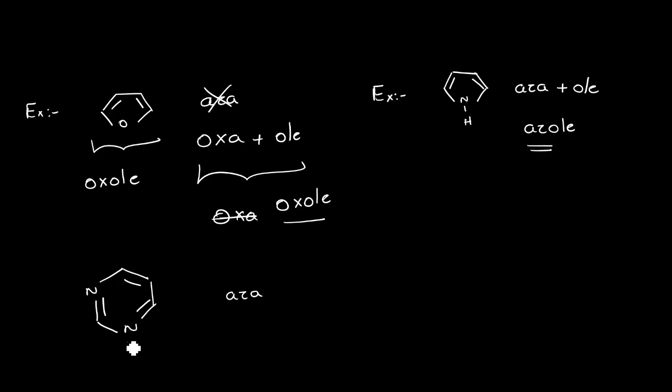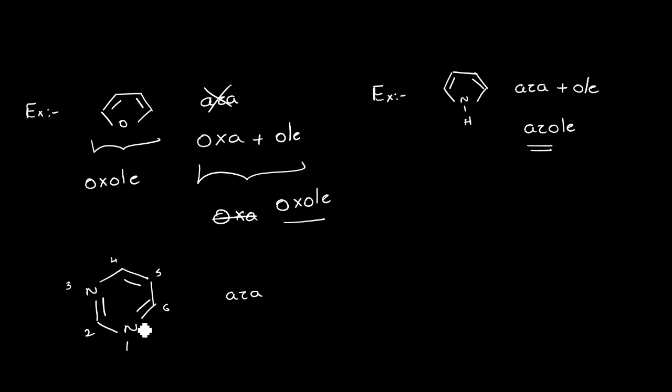Now I will put the number 1 for this nitrogen atom. If you don't like it, you can put the number 1 for here. If you put the number 1 here, then this becomes number 2. So here number 1, number 2, 3, 4, 5 and 6, and the positions are 1 and 3.